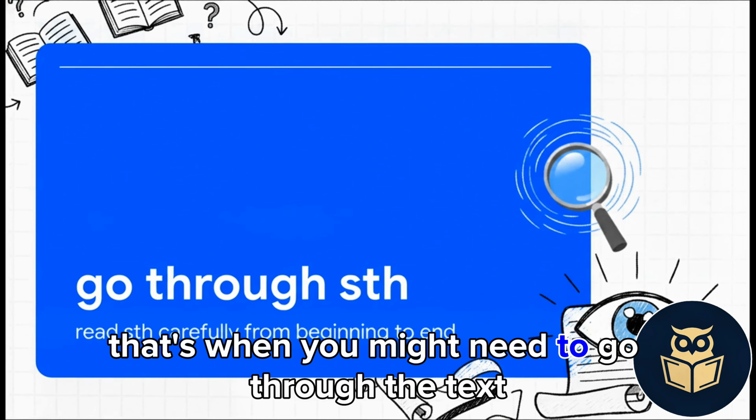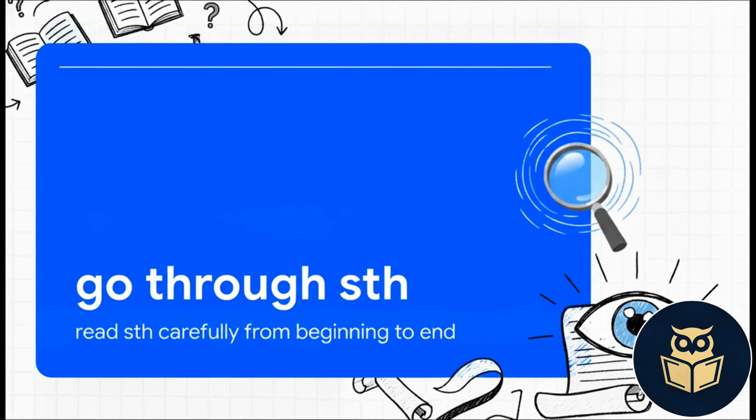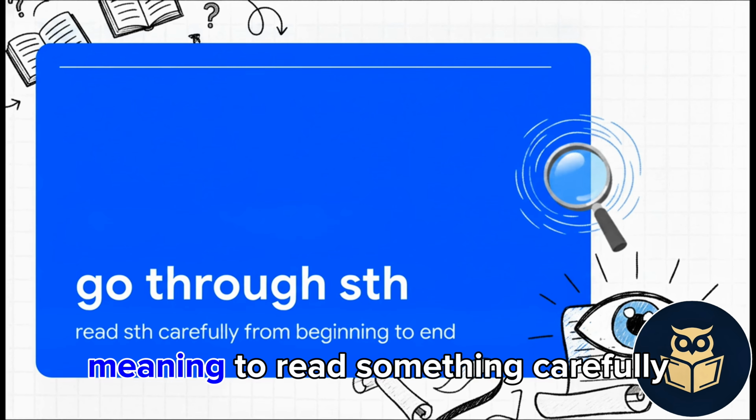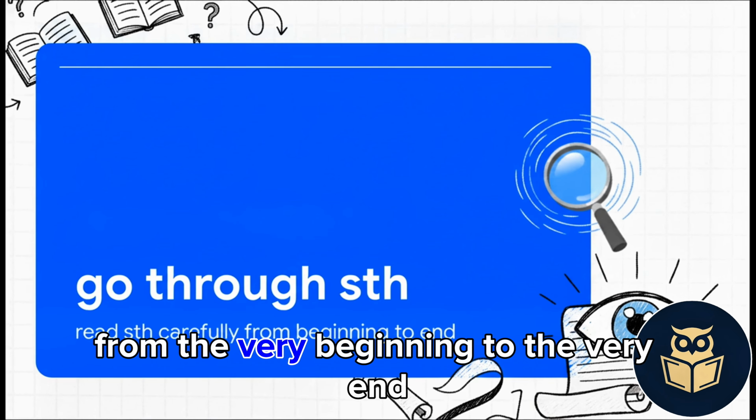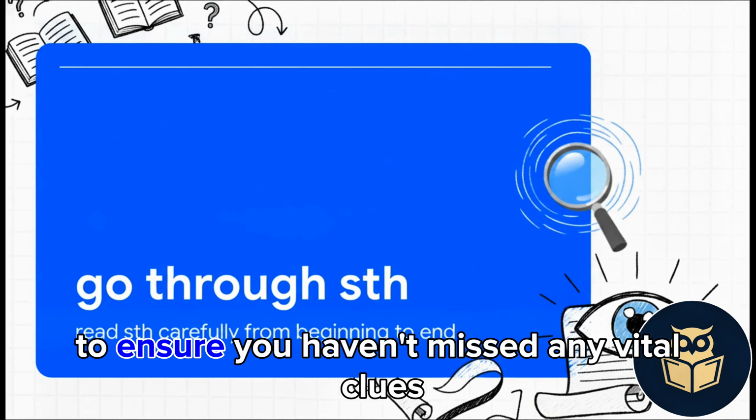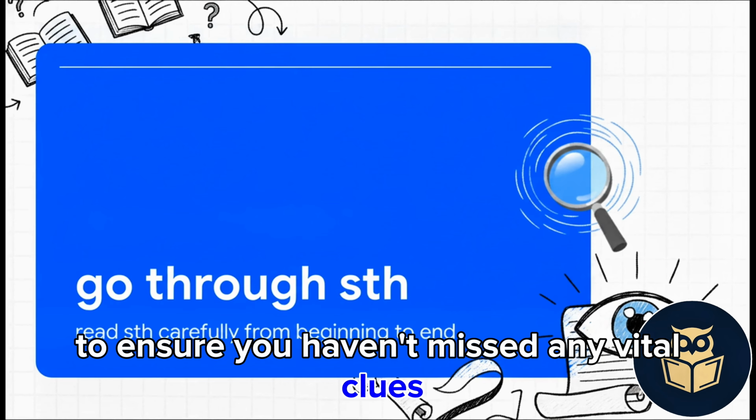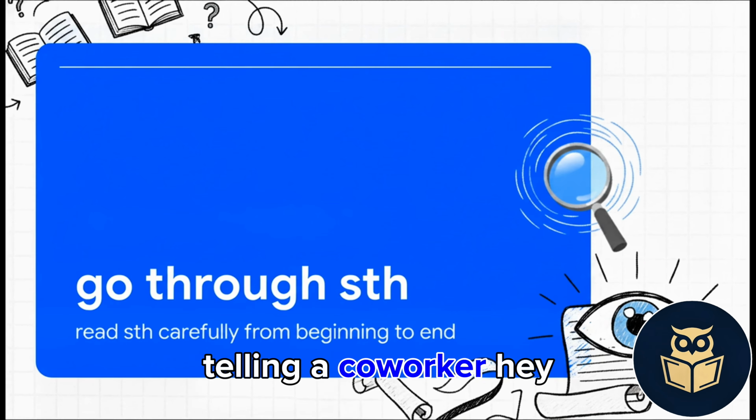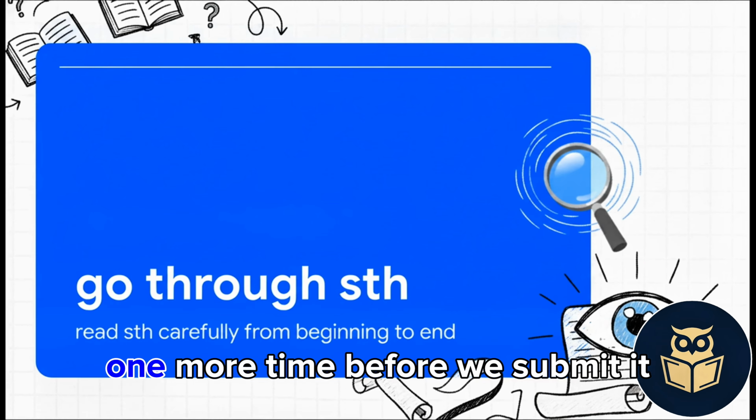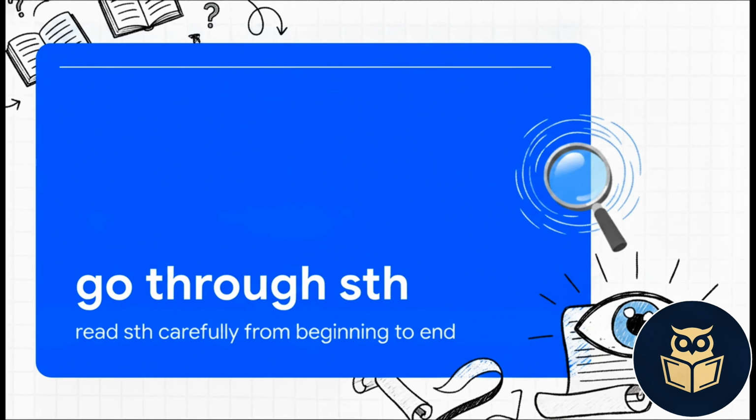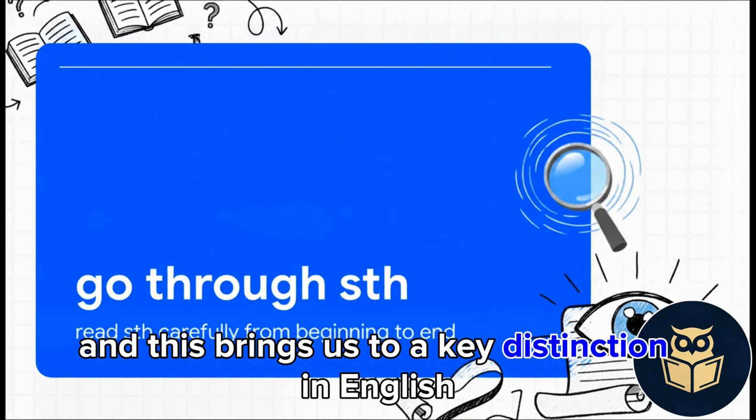That's when you might need to go through the text. This is a fantastic phrasal verb meaning to read something carefully from the very beginning to the very end to ensure you haven't missed any vital clues. You might use this at work, telling a coworker, hey, let me go through this report one more time before we submit it. And this brings us to a key distinction in English.